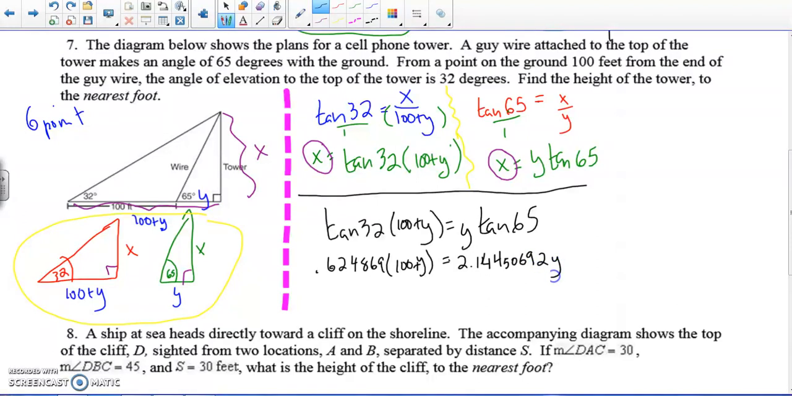2.1445069 something along that. Remember, we don't want to round too soon, times y. And there's some decimals. It's a little messy. There's some distributing to do, but we're just going to solve this like you've solved every equation you've ever done in math. So first thing we're going to do is take this number and distribute it through to the 100 and through to the y.